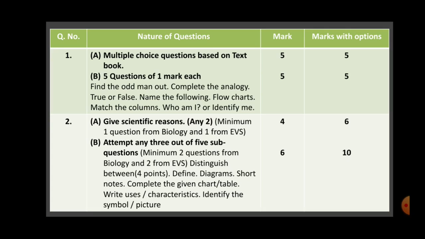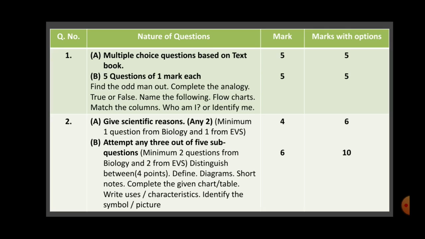So here the varieties of questions which can be asked are distinguish between. Now distinguish between, you have to write 4 points and here you have to compare the points. Okay. Then definitions can be asked. Diagrams can be asked. Now when the diagrams are asked for 2 marks, 1 mark is for a scientifically correct diagram and 1 mark is for labeling. That means you have to label 2 important parts.